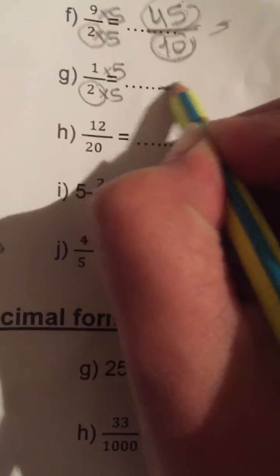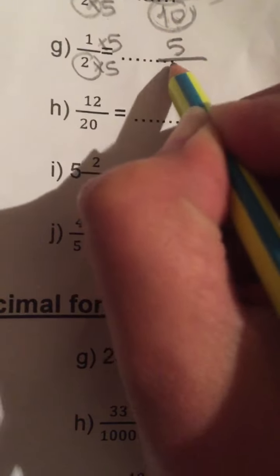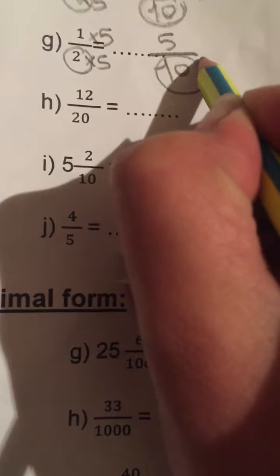The denominator is not 10 or 100 or 1000. So how to fix this problem? 2 is a friend of 5, so I have to multiply it by 5. As I do down, I do up. 1 times 5, 5. 2 times 5, 10. Now the denominator is 10.